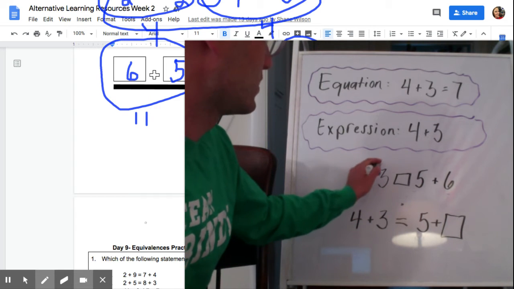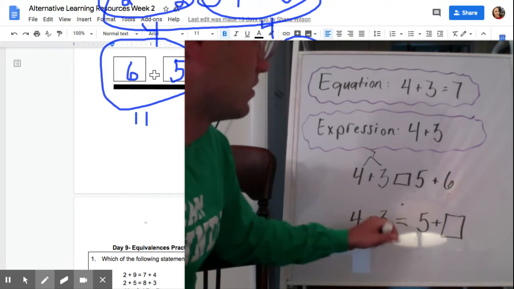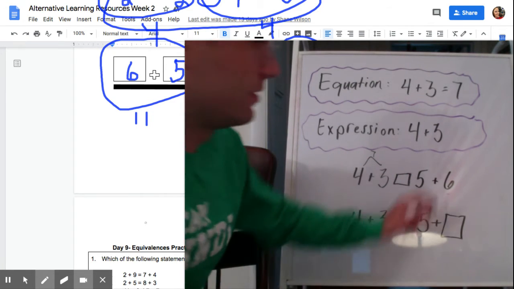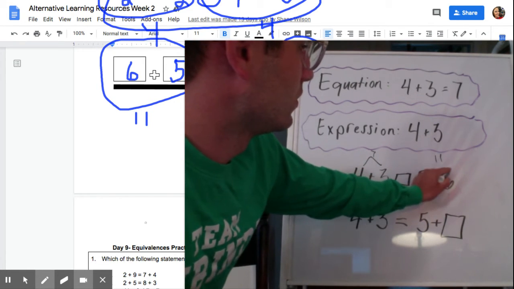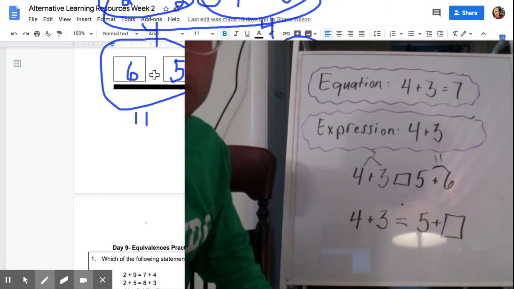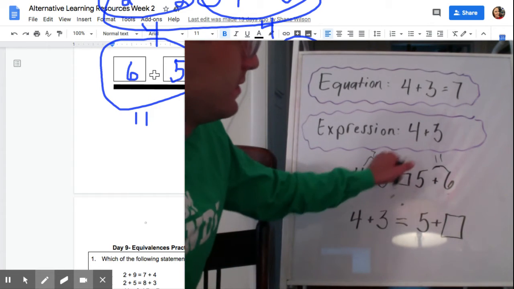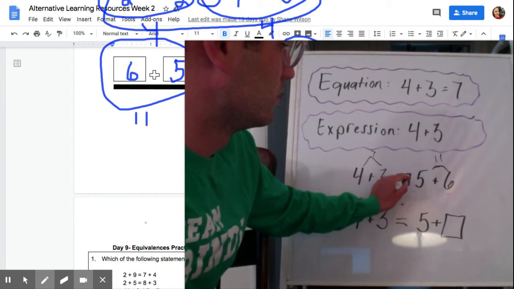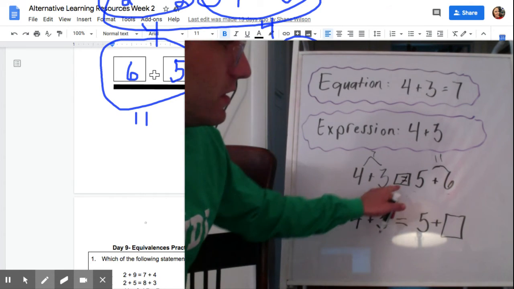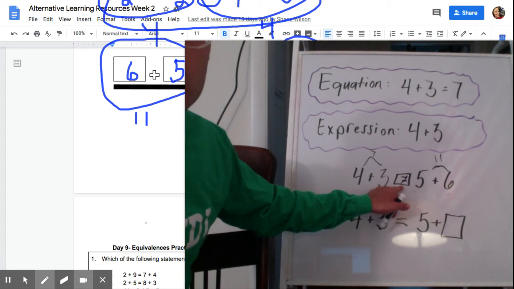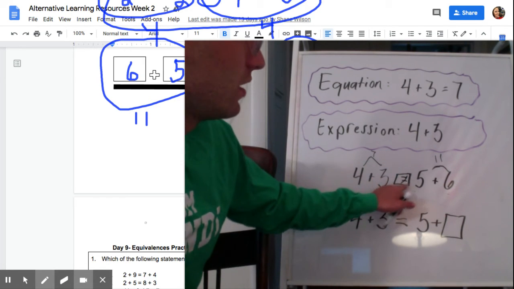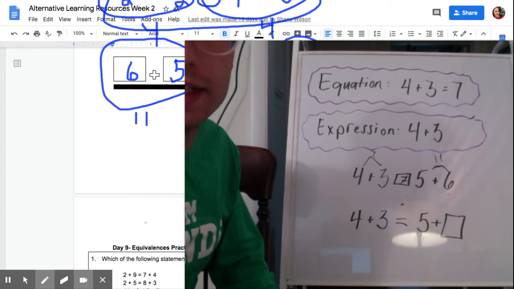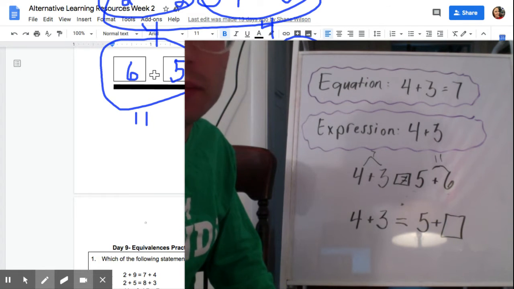So we know that this side is 7. What about this side, 5 plus 6? That's 11. So this scale is not balanced. 7 is not equal to 11. So we use this symbol, this unequal symbol. 7 is not equal to 11. So that's one example of what you might see or what you might be asked to do.